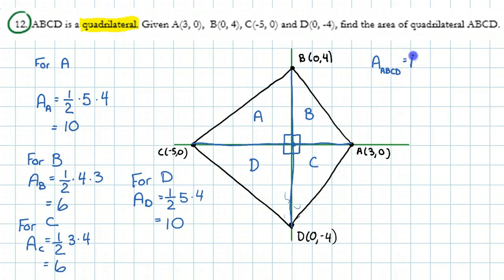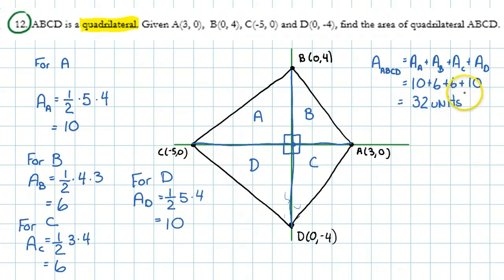So then, that means the area for A, B, C, D is equal to the sum of area for A plus the area for B plus the area for C plus the area for D. And so that's equal to 10 plus 6 plus 6 plus 10, which gives me a grand total of 32 units squared.